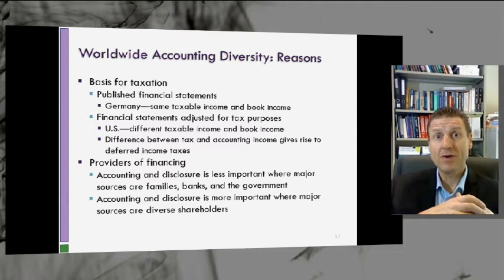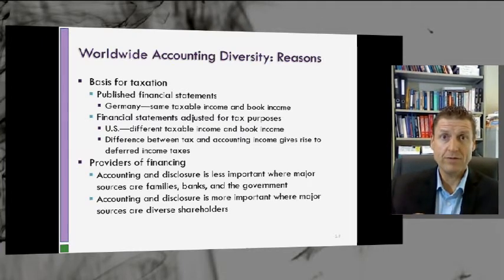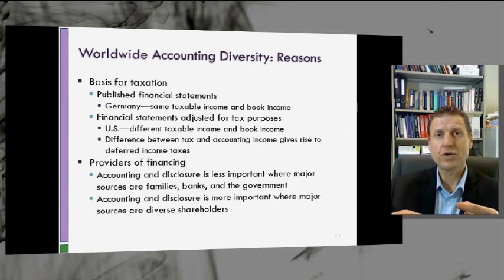Let's go on to providers of financing. If we go into the common law countries, that is the Commonwealth, USA, Canada, you'll notice that a lot of the sources of equity, the sources of capital, comes from private providers of financing. It comes from shareholders. It doesn't come from the state. Whereas you go into code law countries, much more of the financing comes from the state.